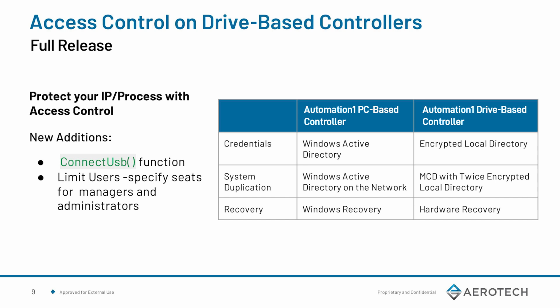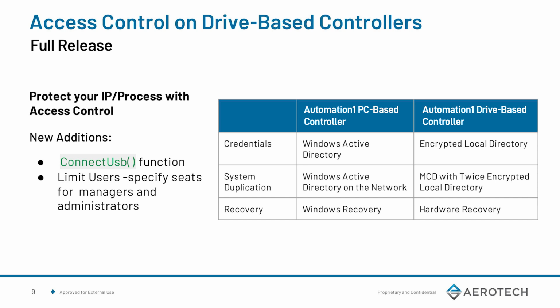With the full release of secure communication, access control on drive-based controllers is also now fully supported. Access control gives managers the ability to restrict users from different process HMIs depending on the user's access level. This allows companies to protect their process, part profile, process data, and more. The Connect USB function is now available to overload the APIs in order to connect over USB with a username and password on a drive-based controller with access control enabled.